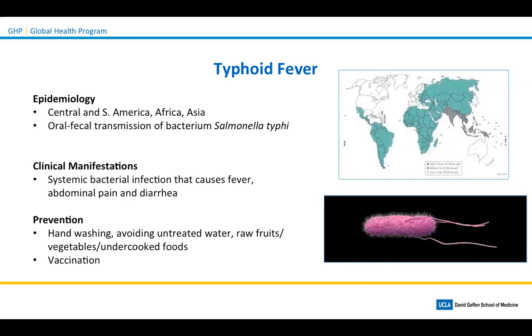We will also be covering typhoid fever as one major cause of travelers' diarrhea. Typhoid fever is found in Central and South America, Africa, and Asia. It's transmitted via oral fecal route and caused by Salmonella typhi. Clinical manifestations include fever, abdominal pain, and diarrhea. In terms of prevention, hand washing, avoiding untreated water, raw fruits, vegetables, or undercooked foods is key. And there is a vaccine, which we will talk about later in this presentation.